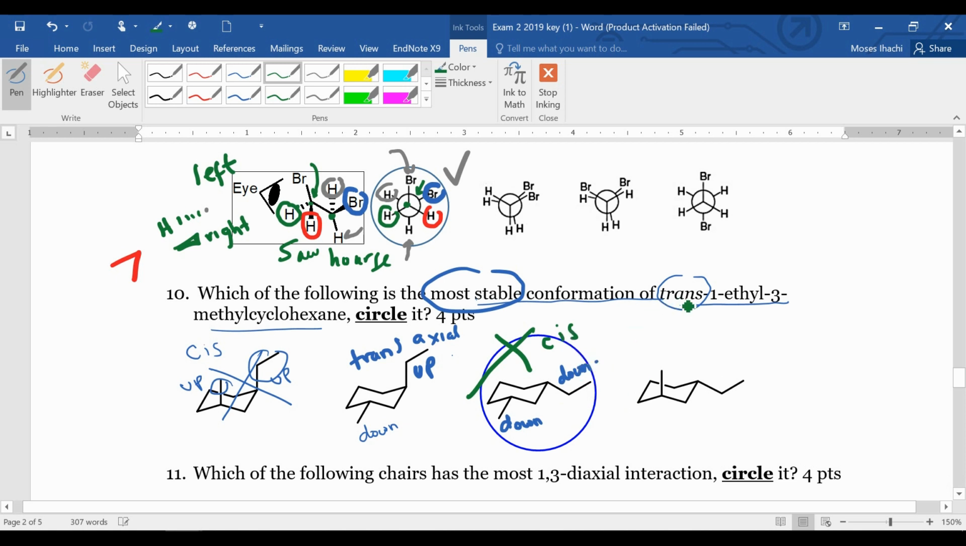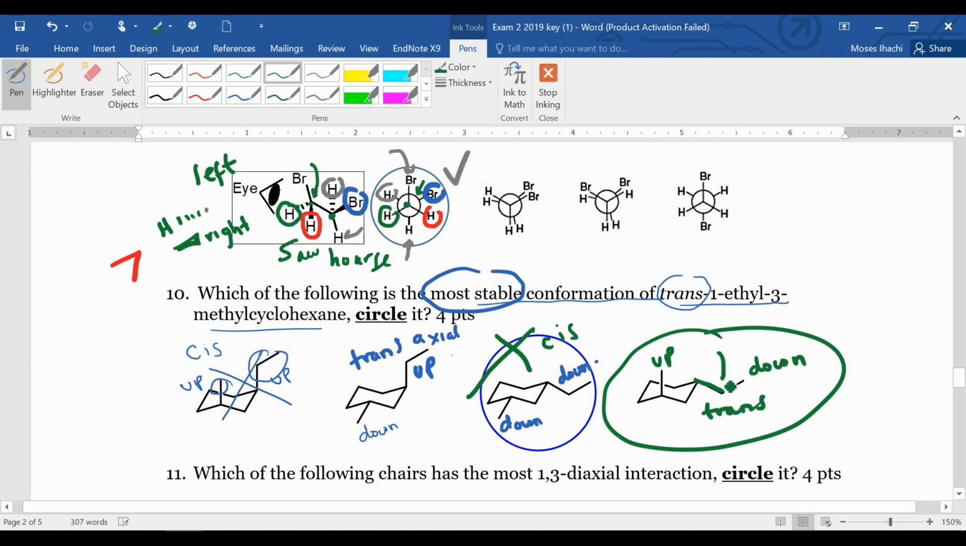The answer must have them trans, and you want the big ethyl group equatorial, not axial. So this has to be the answer, because the methyl is up and it's smaller than the ethyl, and the ethyl is down. How do I know it's down? Look at this bond. It's tipped down. Don't look at the end of the ethyl. Look at the bond directly to the ring. So this is trans, and you have the big group equatorial. So this is the most stable.